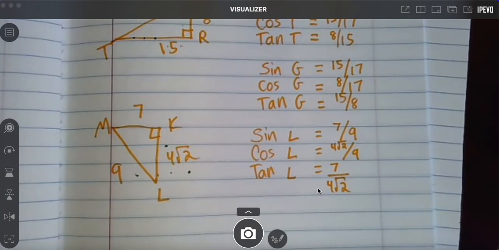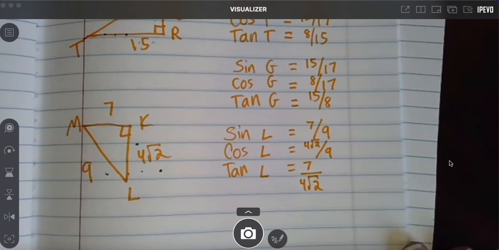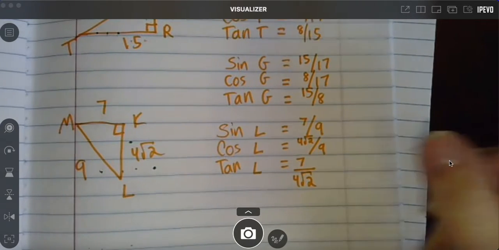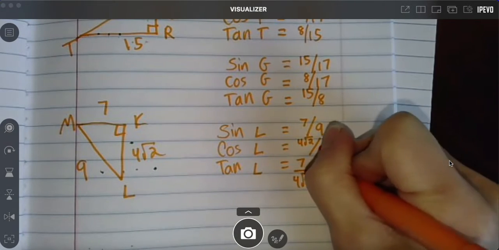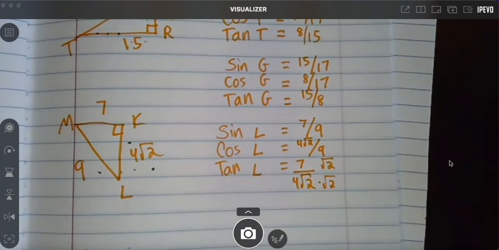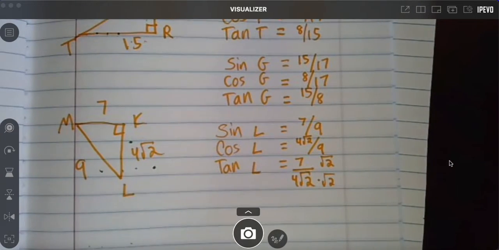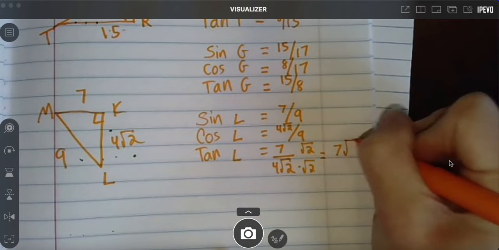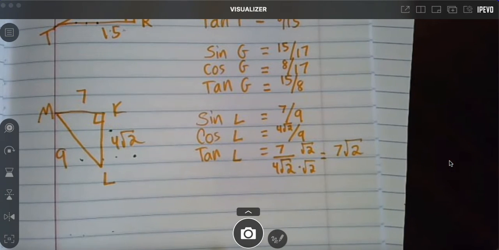What's wrong with that? You cannot have a square root in the denominator. So what do you have to do to move that square root? Multiply by it. We're going to multiply the numerator and the denominator by the square root of 2. There's nothing wrong with that 4, it's just the square root of 2. So I multiply both the numerator and the denominator. 7 times the square root of 2 is 7 square root of 2.